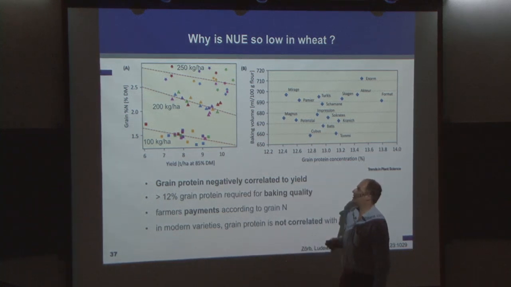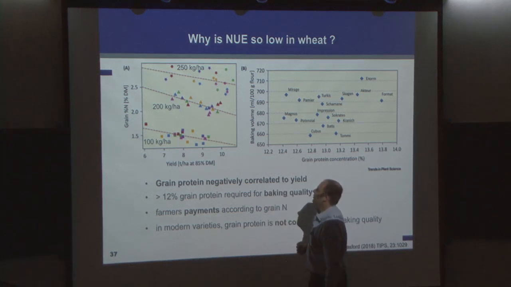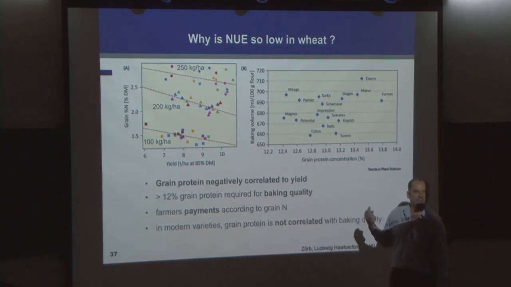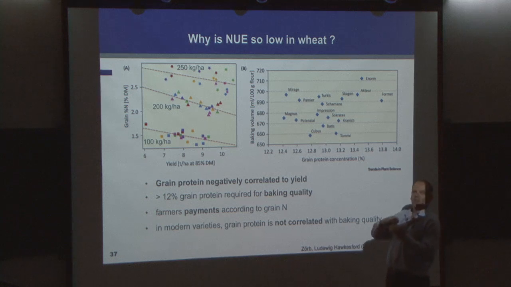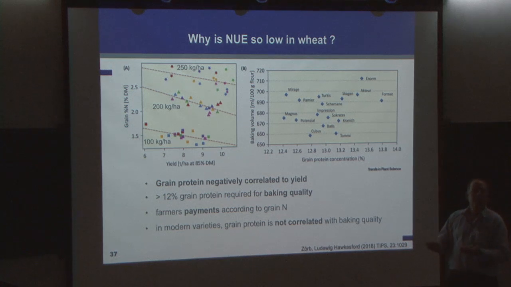You don't get these 12%. With 200 kilograms per hectare, you get them in some genotypes and others not. And this was always, for a long time, one of the drivers why the farmers used quite high amounts of nitrogen fertilizer to get above a threshold of 12% of protein in the grains, to sell the grains a little bit more expensive to the mills. And then the baking quality was thought to be better.